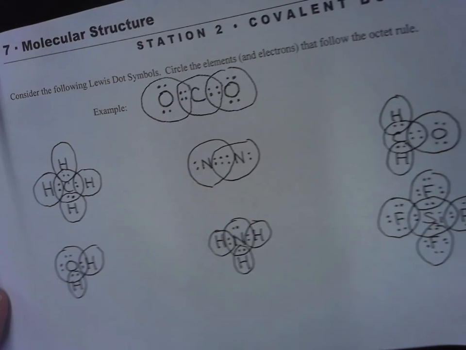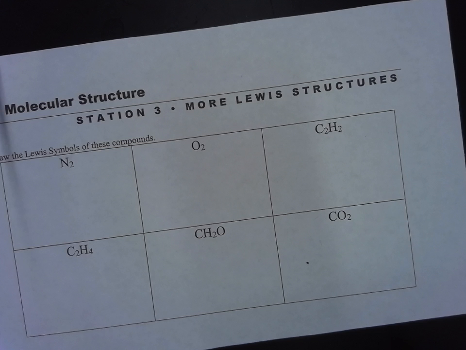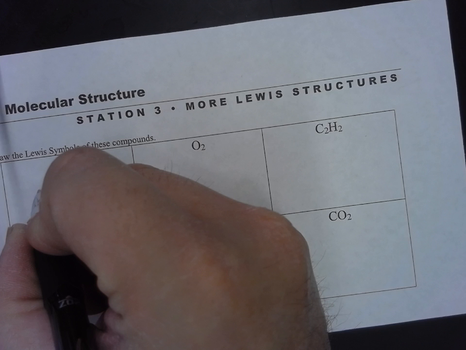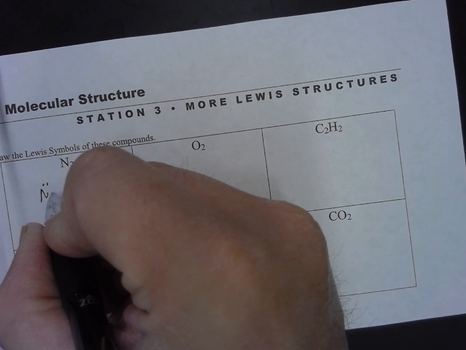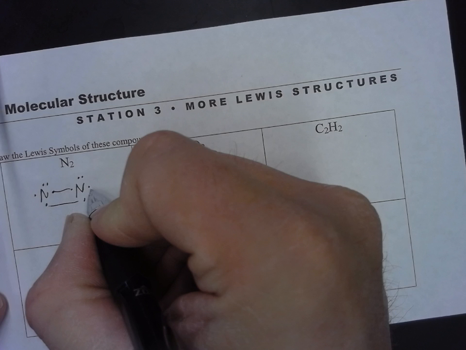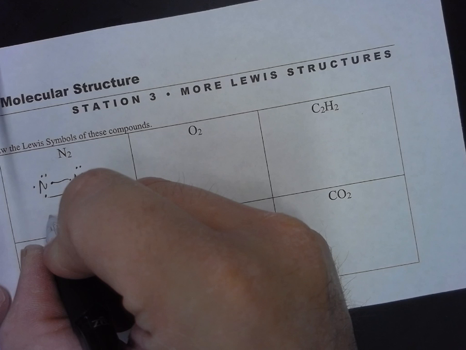Station 3. Draw the Lewis symbols of these compounds. N2, okay, well, let's just do it. N2 looks like this. Share, and then we can share that other one. So if I were to draw it cleanly, here's what I would do.